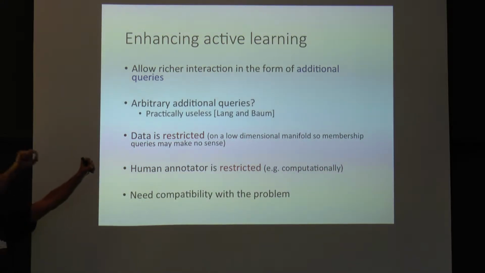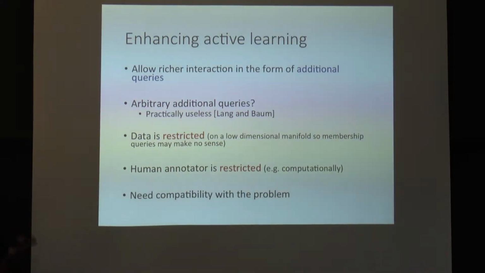Yeah, so it will take a positive example and a negative example. It will go to the middle between them. This is a cat, this is a dog, this is the average between a cat and a dog. The human being cannot say anything about which animal it is. So it makes sense to restrict the type of queries that can be used during this interaction. And yeah, so we need compatibility with the problem.